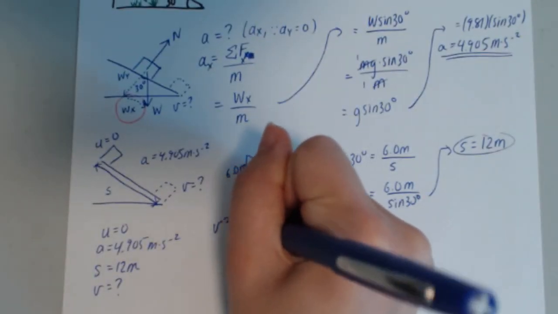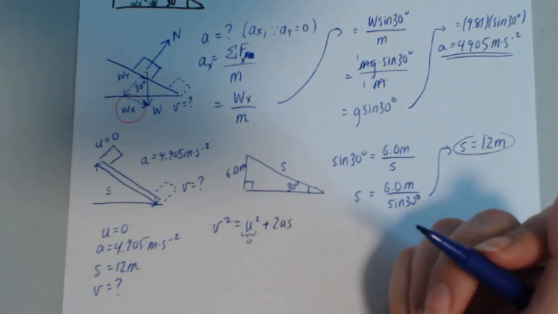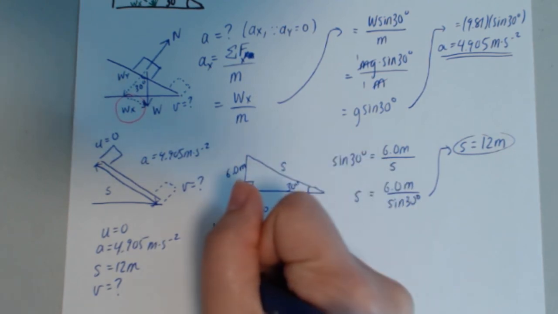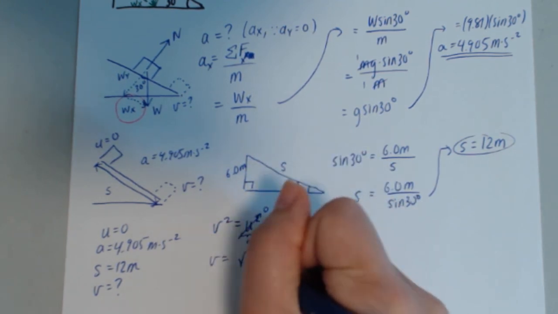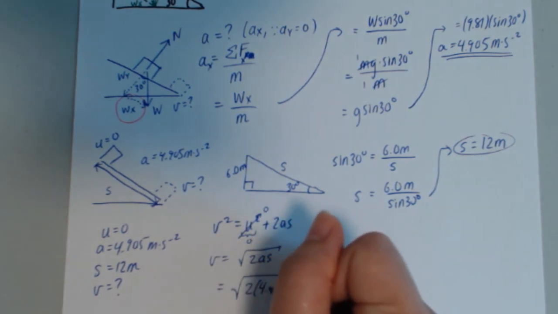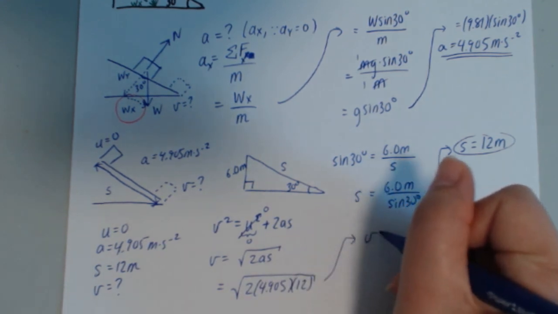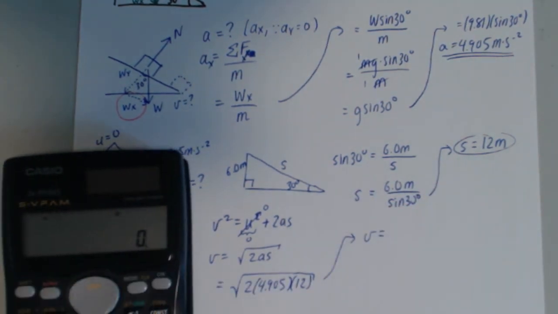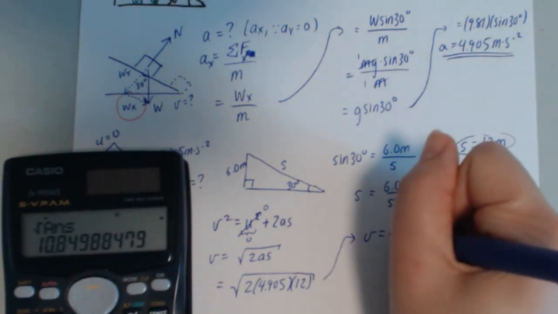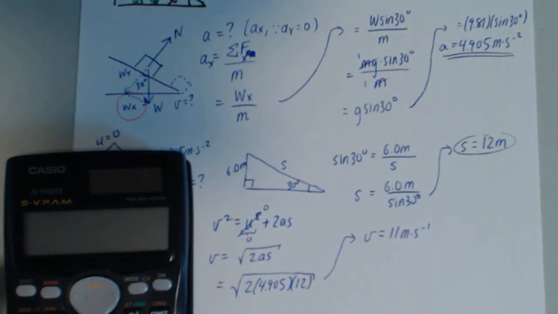So v squared equals u squared plus 2as. Sorry, u is 0, 0 squared is 0. So that means v is equal to the square root of 2as. So the square root of 2 times 4.905 times 12. That's about, let's just call that 11 meters per second.